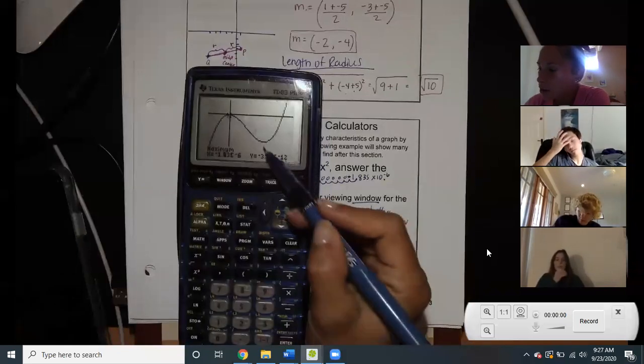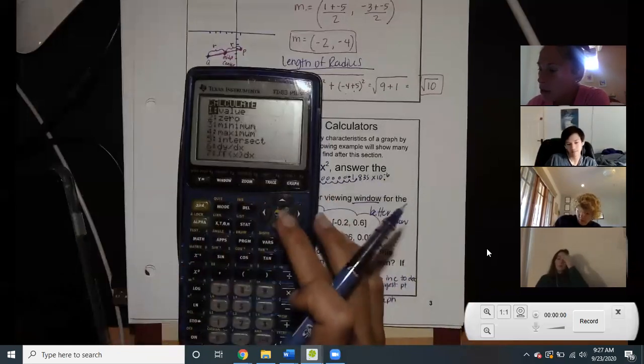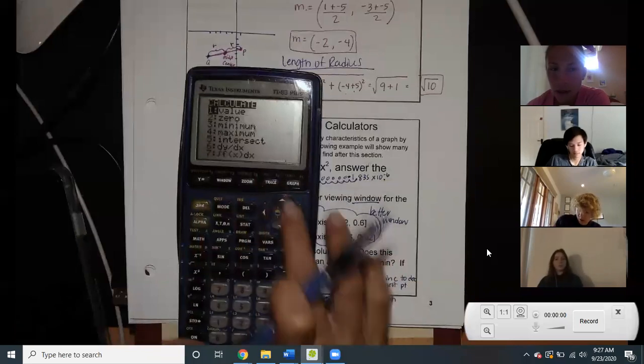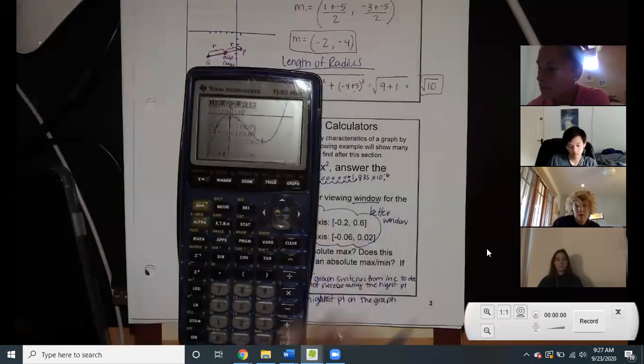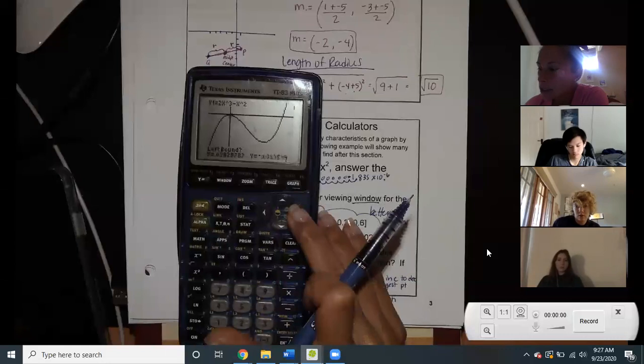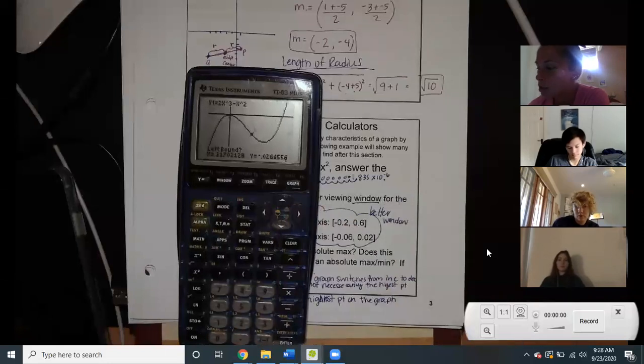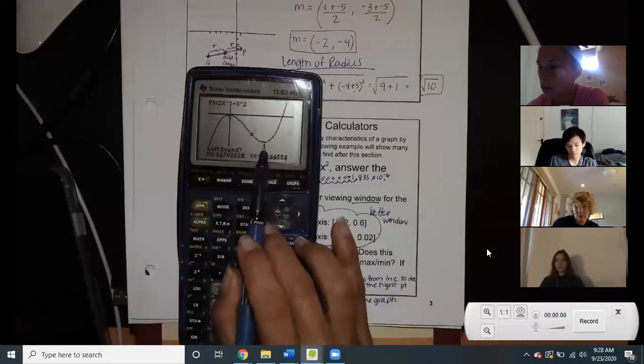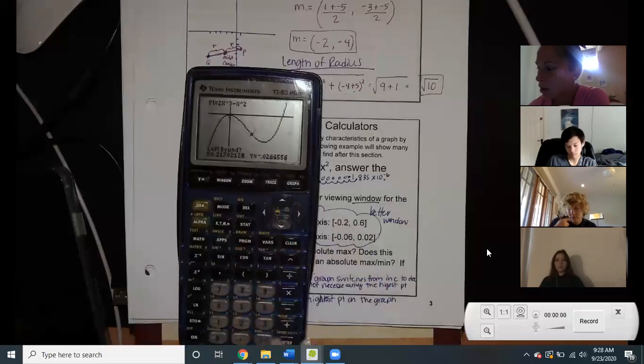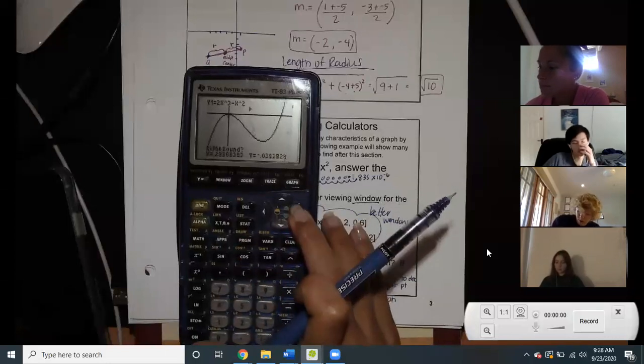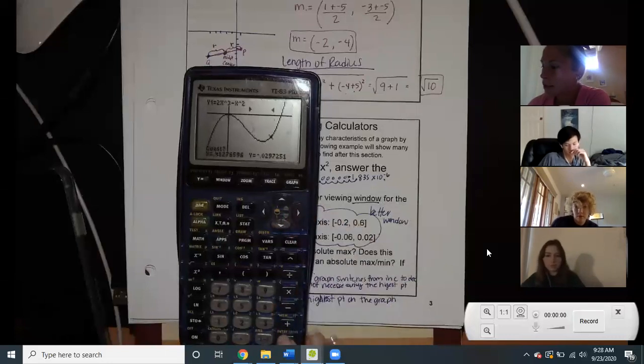Now, I want to find the relative min as well, so I'm going to calculate second calc again, and then I'm going to go down to min this time. It's the same process. It's going to ask me for a left bound point, so I'm going to go somewhere, doesn't matter exactly where, but to the left of the min. I'm going to guess the min is somewhere around here. Then I'm going to go to the right, and then I'm going to tell it, yes, I want it to guess.